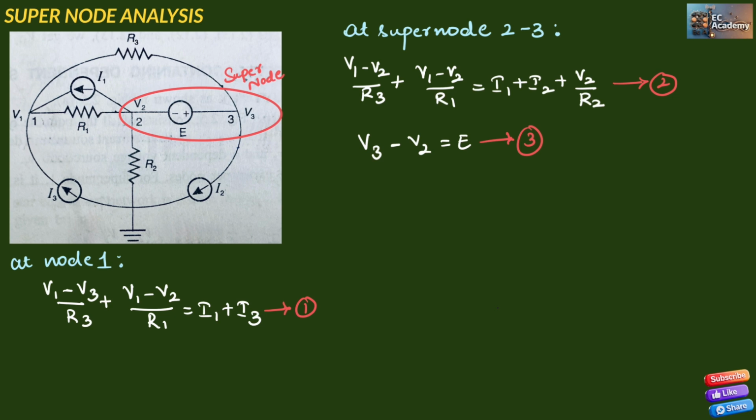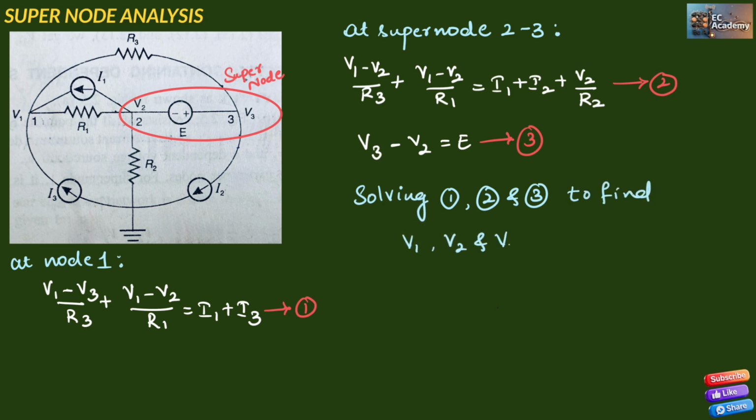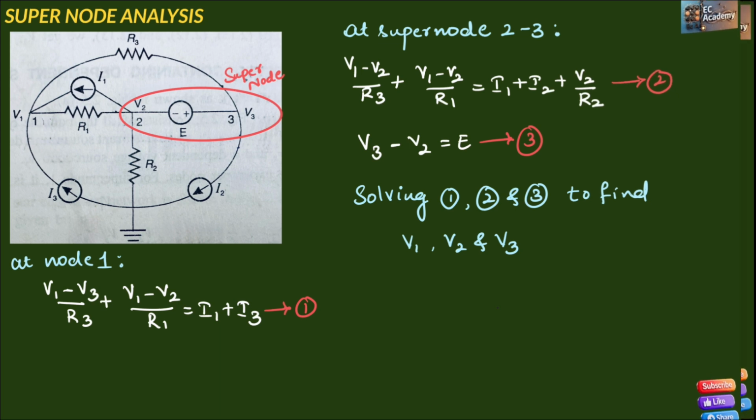Now we can solve equations 1, 2 and 3 to find V1, V2 and V3. So this is how we can use a supernode to analyze the voltages and branch current.